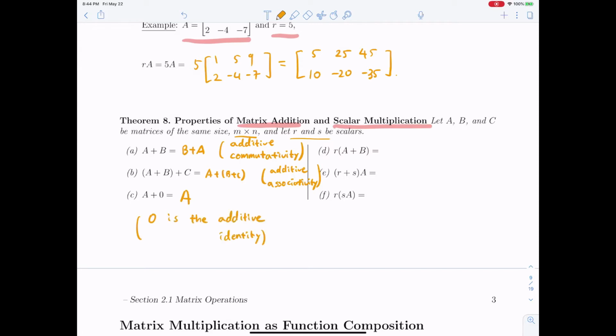You can also distribute a scalar over matrices, or distribute matrices over scalars, which means r times (A plus B) equals rA plus rB, and (r plus s) times A equals rA plus sA. We call these two properties distributivity. And r times (sA) certainly equals rs times A, and this is called associativity of multiplication.